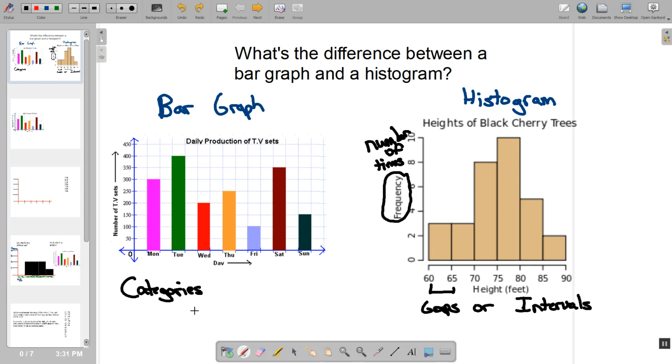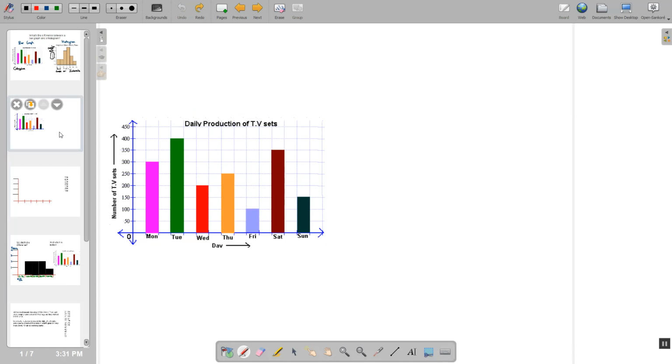So a bar graph gives us categories. A histogram is giving us gaps or intervals in those categories. Now, a very important part of the difference between a bar graph and a histogram is that a bar graph can be turned into a histogram much easier than the other way around. It's very, very hard to turn a histogram into a bar graph.